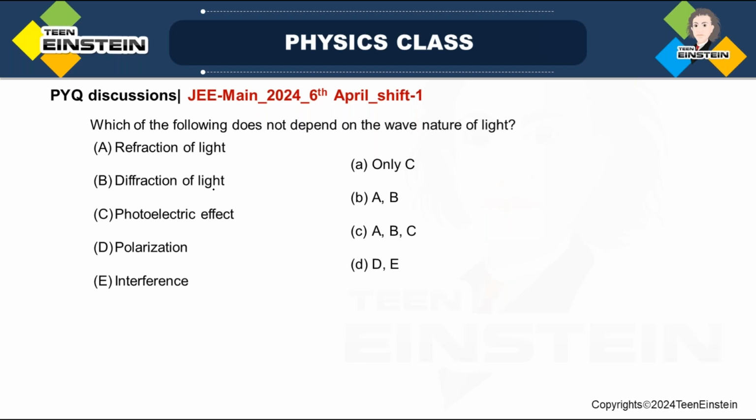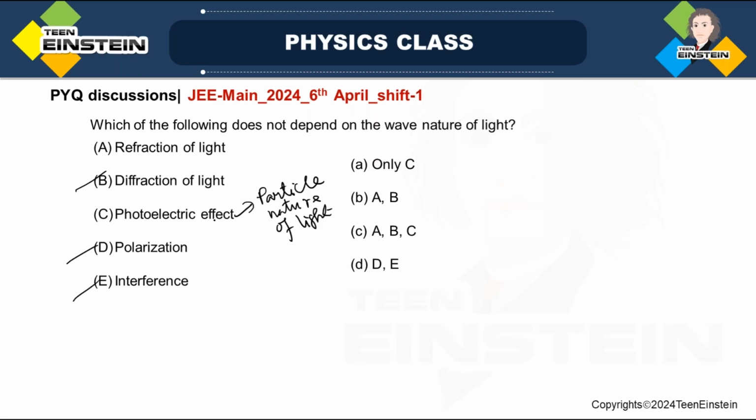Diffraction of light. We have to use the wave nature of light to explain the phenomenon of diffraction. Photoelectric effect, polarization, and interference. See, polarization, interference, and diffraction are actually the topics of wave nature of light. Refraction is ray optics. The photoelectric effect, it doesn't matter whether it is wave nature, but anyway, this is actually quantum nature, or we can say the particle nature. So in the photoelectric effect, the particle nature of light has been considered.